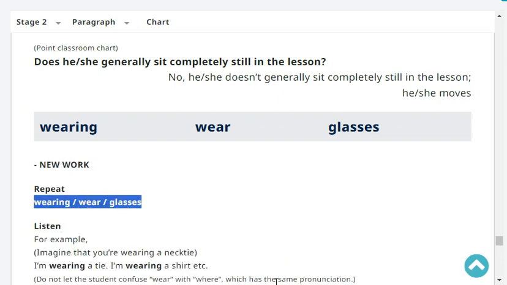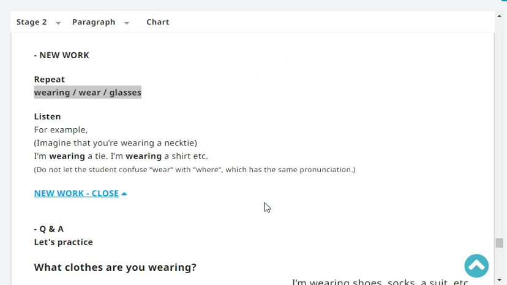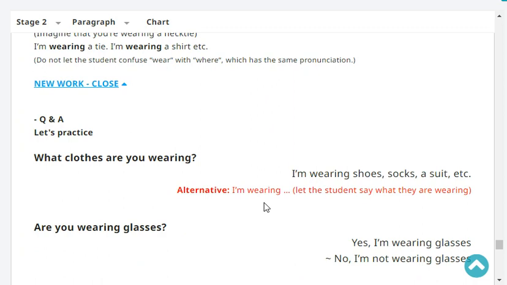Wearing. Wear glasses. Very good. Okay. For example, I'm wearing a shirt.